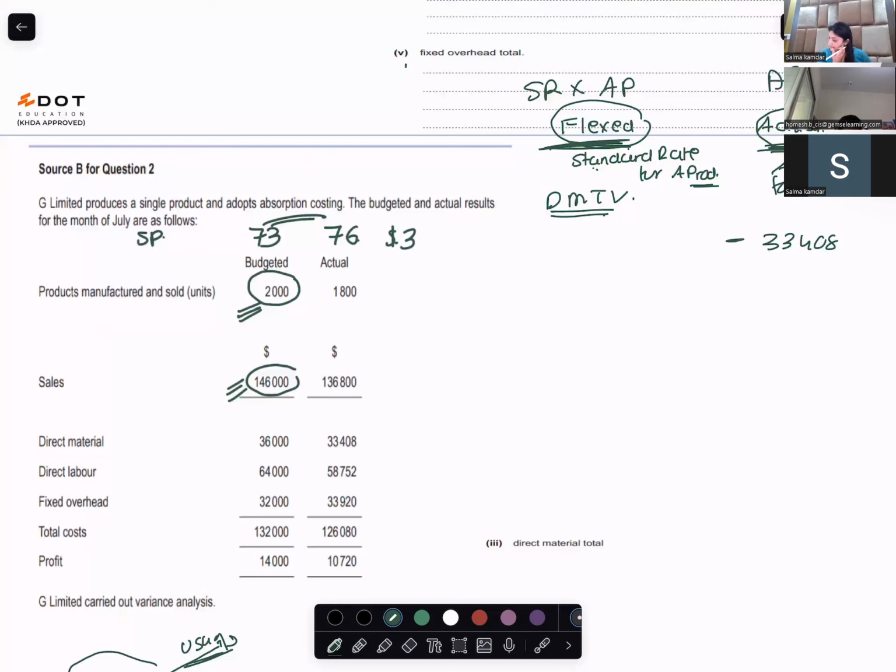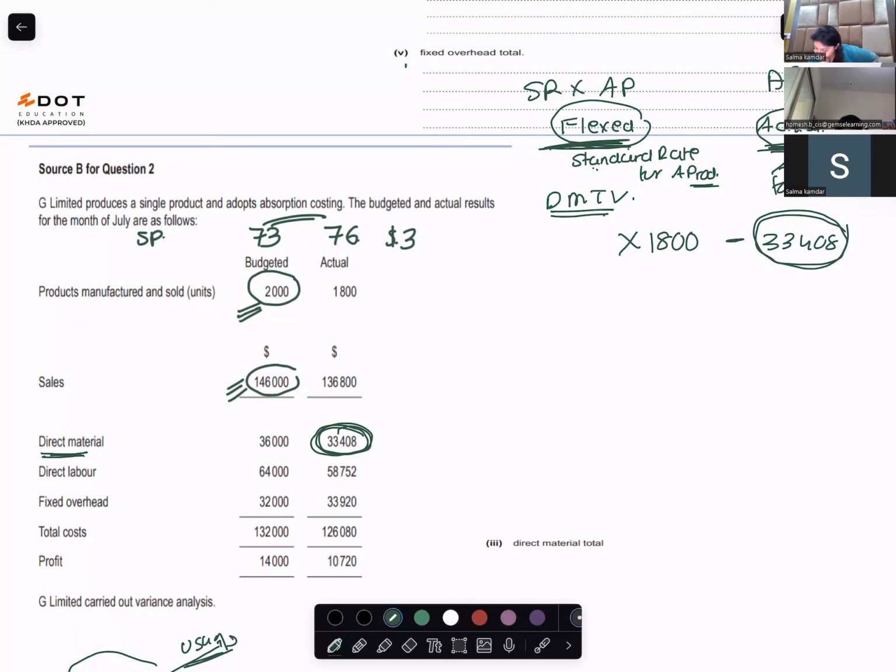Now I already have the actuals, right? I know the actual production also. What is my actual production? Actual production is 1,800 units. How about the standard rate? Can I get the standard direct material price? There you can get it. How?